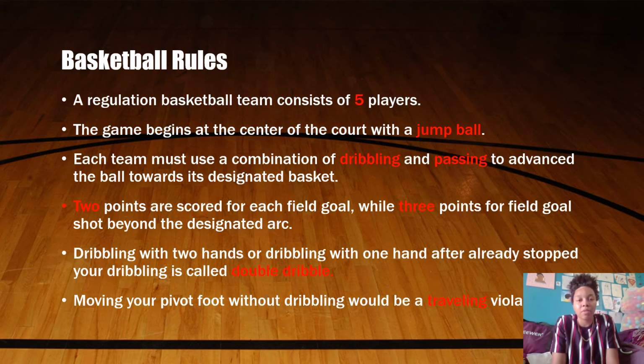This means that only 5 players from each team could be on the court, so that's a total of 10 players at a time. The game begins at the center of the court with a jump ball. This is when 2 players duel off to get the ball and to see who has possession of the ball at the start of the game.